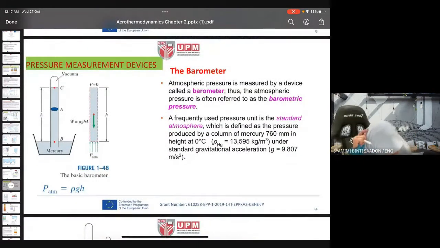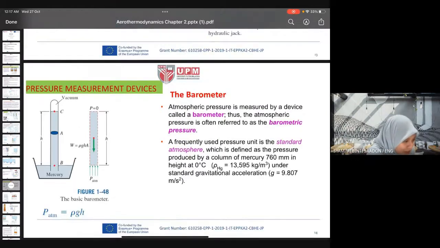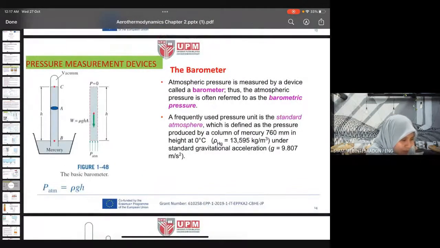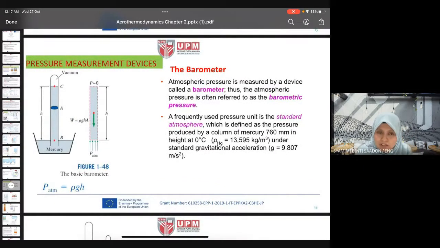And then the barometer, one type of device used to measure pressure. Atmospheric pressure is measured by a device called a barometer. Thus, the atmospheric pressure is often referred to as the barometric pressure. So we can use this barometer to measure the pressure at a certain point in the fluid.